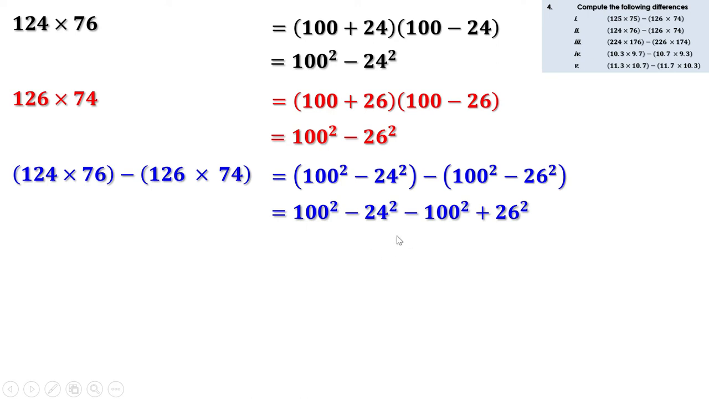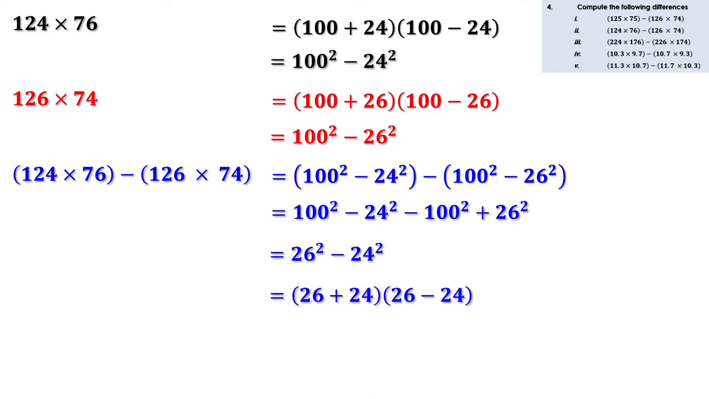Then we get minus 24 square plus 26 square. Let us write the positive term at first. Then we can write this is equal to 26 square minus 24 square. A square minus b square is (a plus b) into (a minus b). So this can be written as (26 plus 24) into (26 minus 24). 26 plus 24 is 50. 26 minus 24 is 2. So this can be written as 50 into 2, and that is equal to 100.